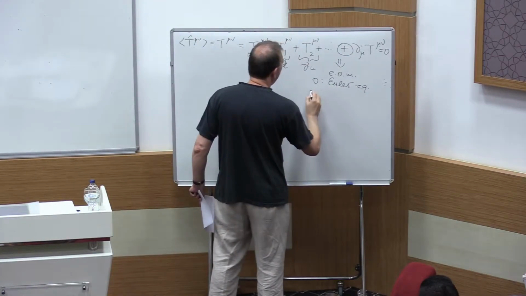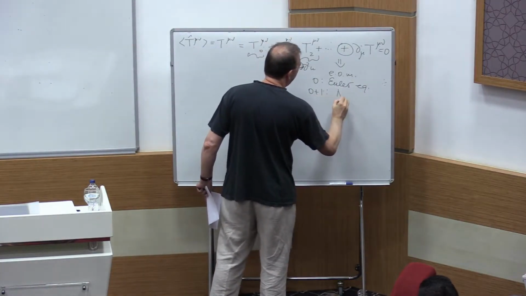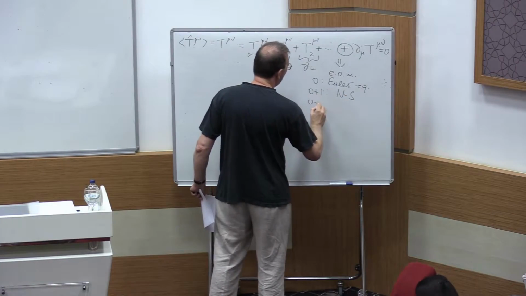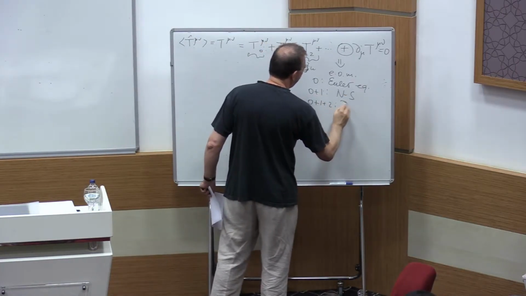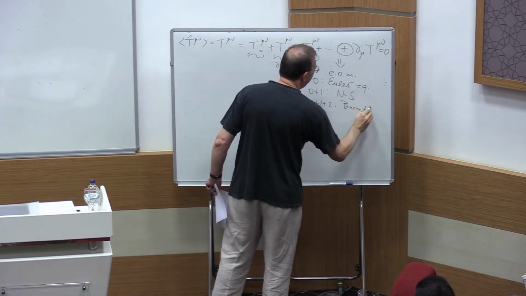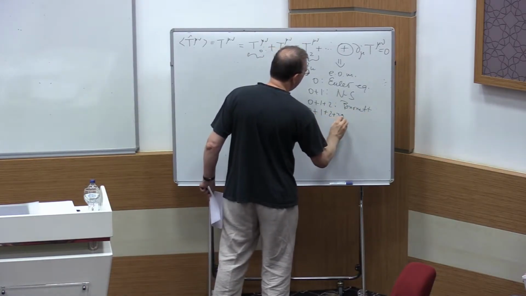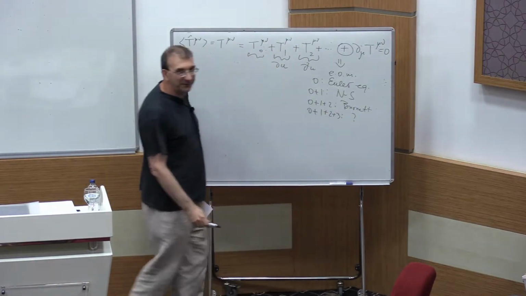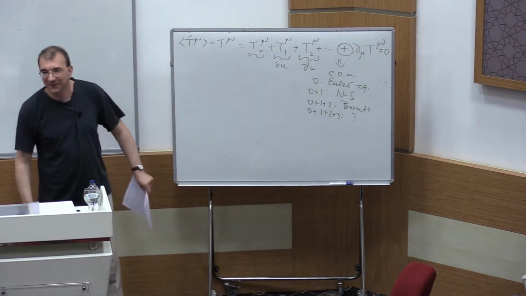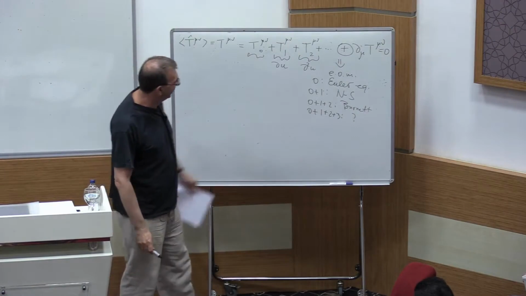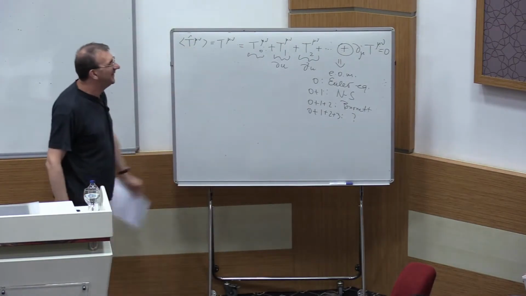Euler equation. If you have 0 plus 1, then it will be Navier-Stokes. If you have 0 plus 1 plus 2, this will be Burnett, and so on. And in fact, 0 plus 1 plus 2 plus 3, nobody bothered to write down. So if you want your name attached to some set of equations, then you can do it.